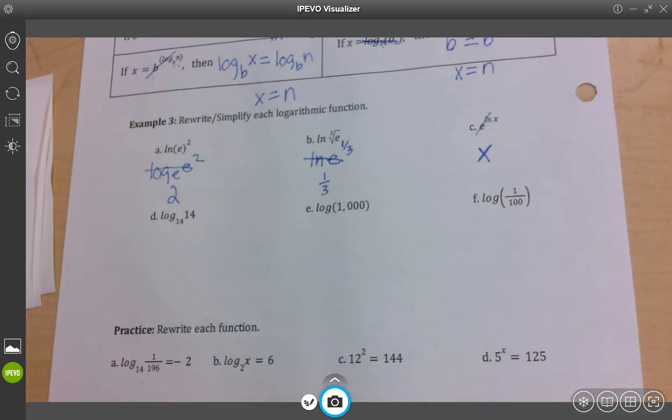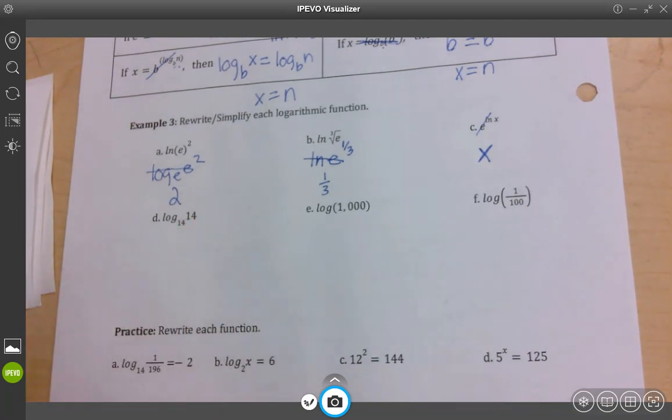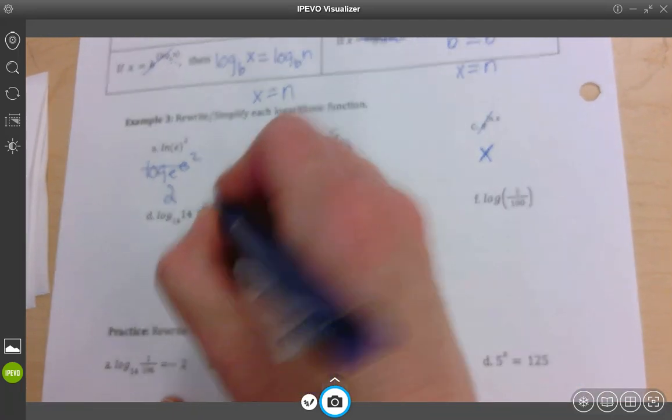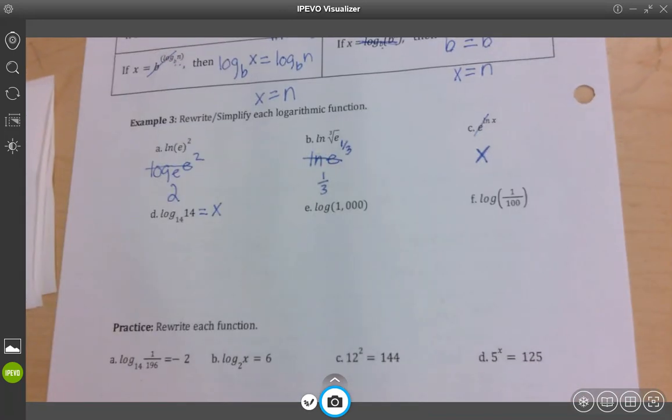Now, here I have log base 14 of 14. And I'm not quite sure what to do with that. So here's what I'm going to do. I'm going to put an equals x after it, and then I'm going to rewrite it and see what that comes out as. Okay?